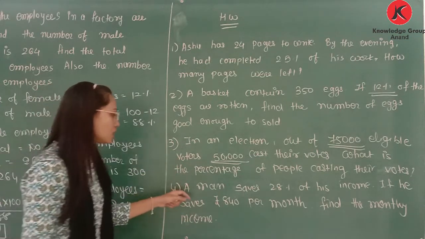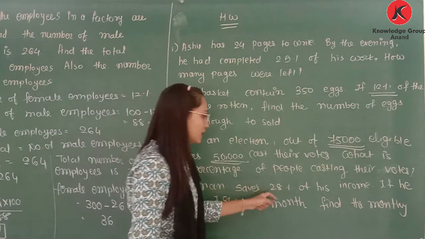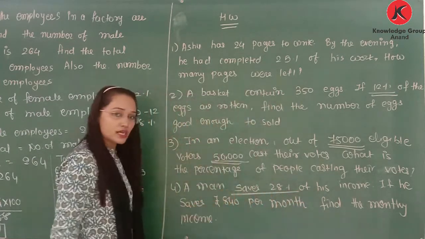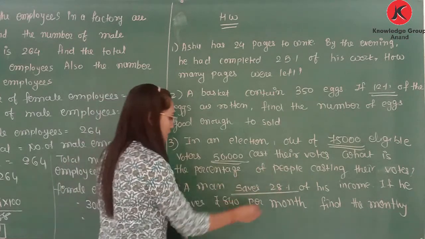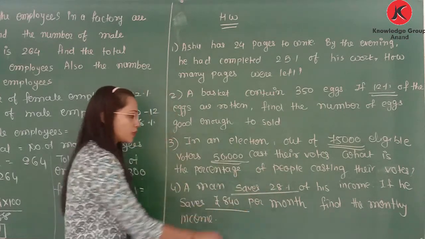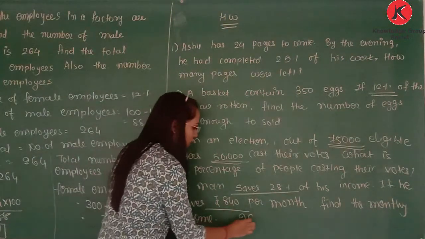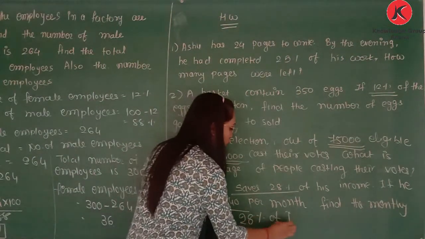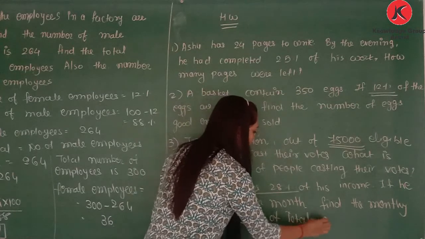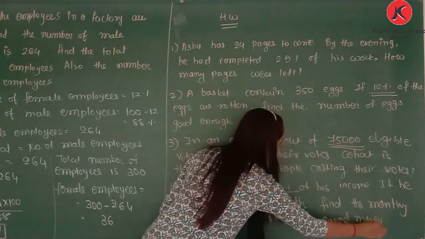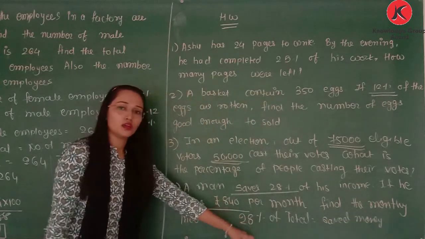And last, a man saves 28% of his income. The saved percentage is given. If he saved rupees 840 per month, find the monthly income. So here 28% of total is equal to saved money. If you find this, then you can get the total income.